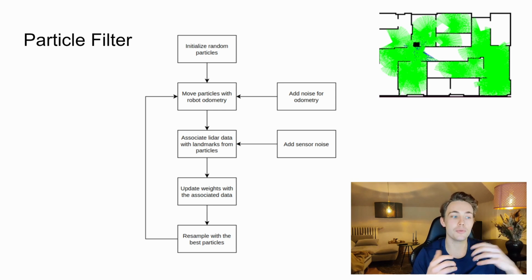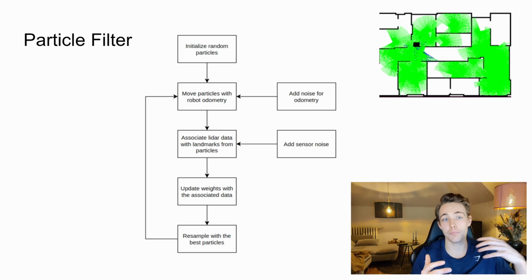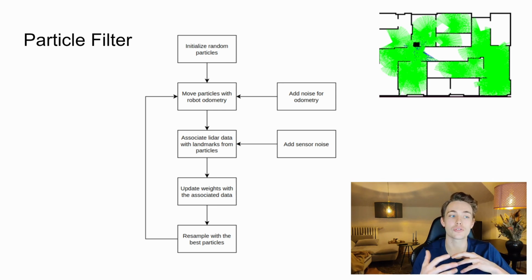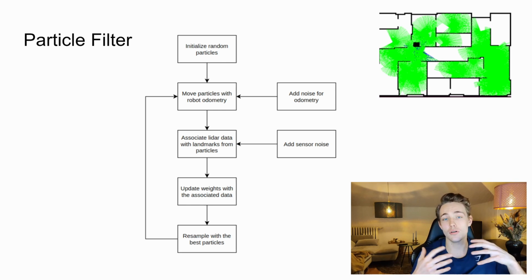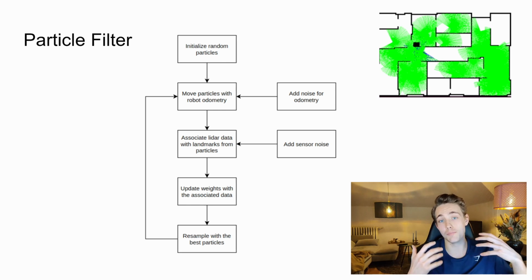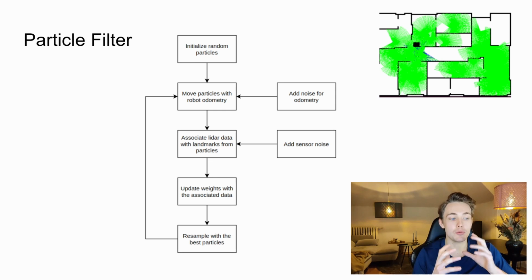But then we're going to update the weights with our associated data, so a higher weight if the measurements are better, or the landmarks are closer to the measured data from our robot. Then we just update the weights. The greatest weight is also where we think the probability of the robot being is the highest. Then we're going to resample with the best particles.